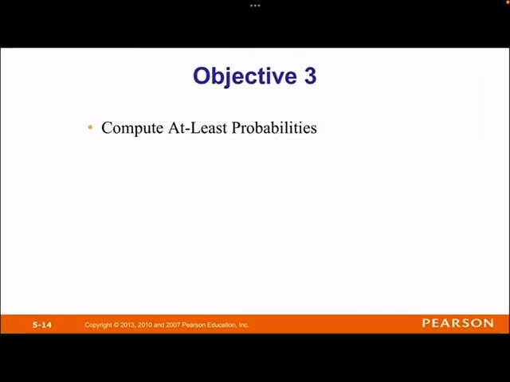Okay, so this is the third video for section 5.3, and it's going to cover objective 3. Objective 3 is to compute "at least" probabilities. This is going to be directly related to the complement of an event, which we've talked about before, where the complement of the event was 1 minus the probability of the event. So that's going to come into play here.